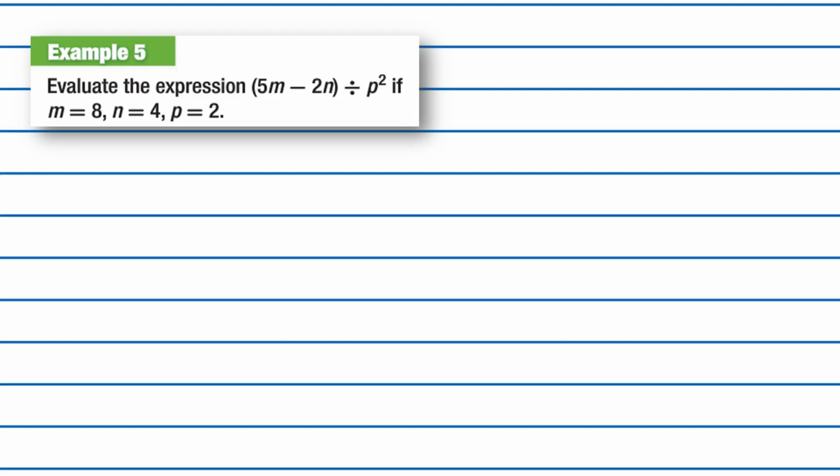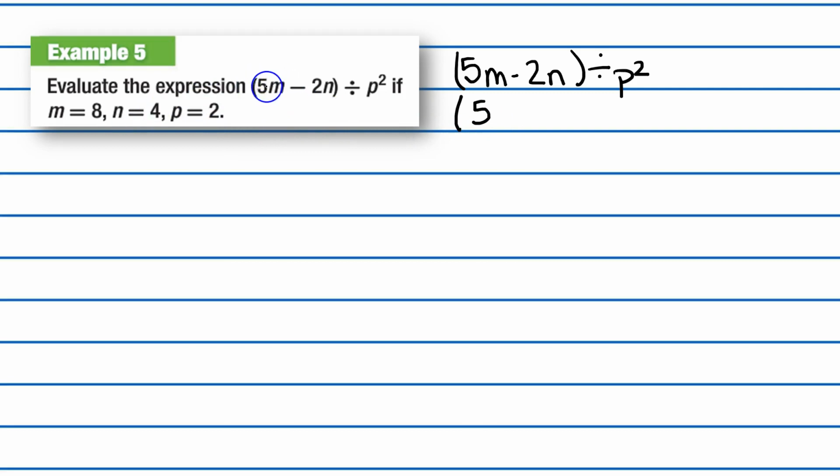Now let's try another one. This time they give us variables such as M, N, and P, but they also tell us what they will be. So I'm going to start over here. I have 5 times M minus 2N, divided by P squared. I'm just going to show you how each one of them gets plugged in.